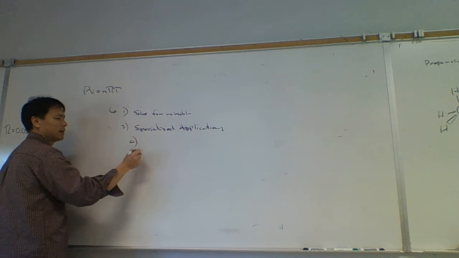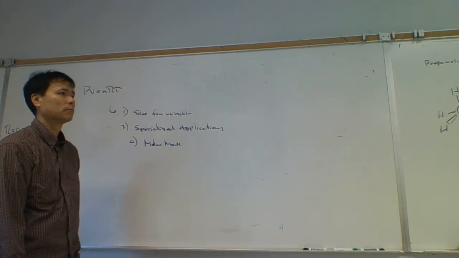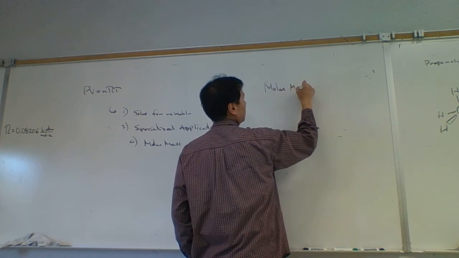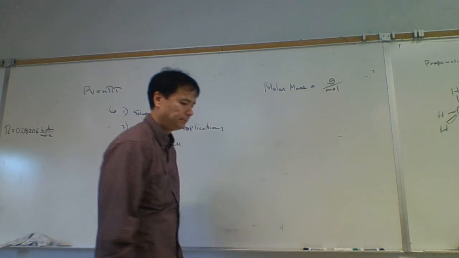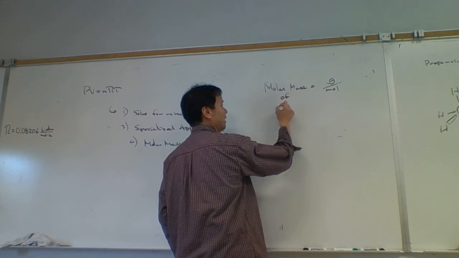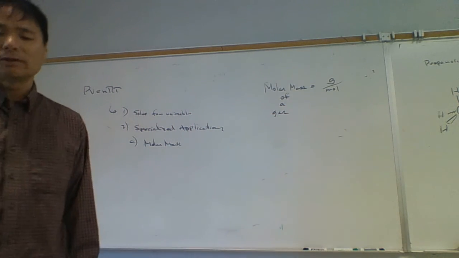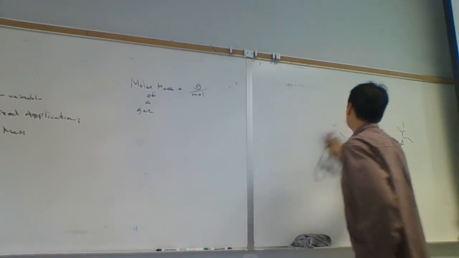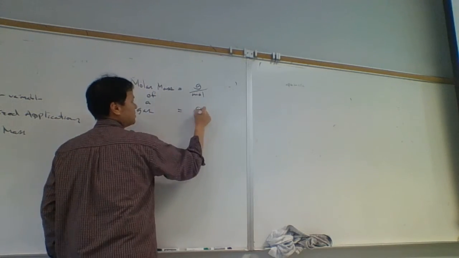The first specialized application is to solve for the molar mass. The molar mass is equal to the grams per mole. And this is the molar mass of a gas. It has to be of a gas because we're going to be using the ideal gas law. So if we're looking at the molar mass of a liquid or a solid, this is not going to work. The reason this works is because we can relate moles. So this is just equal to the grams divided by n.